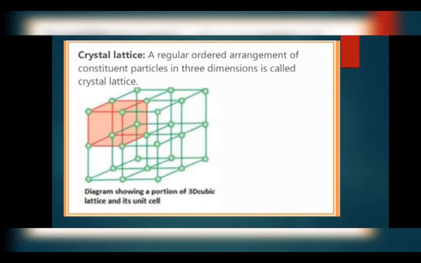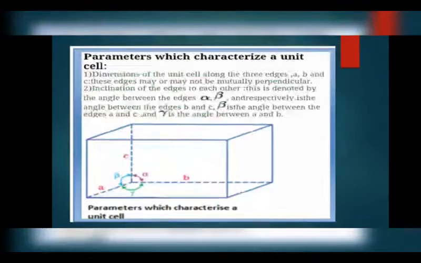Now, let us study the crystal lattice. How can we define crystal lattice? A regular ordered arrangement of constituent particles in 3 dimensions is known as crystal lattice, which is visible here in the diagram, showing a portion of 3D cubic lattice and its unit cell. Students, I want to specify here that the orange part you are seeing represents a unit cell, and the whole 3D arrangement is known as crystal lattice.